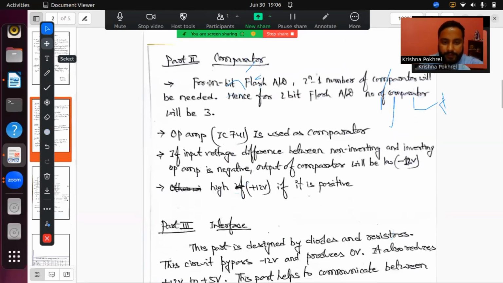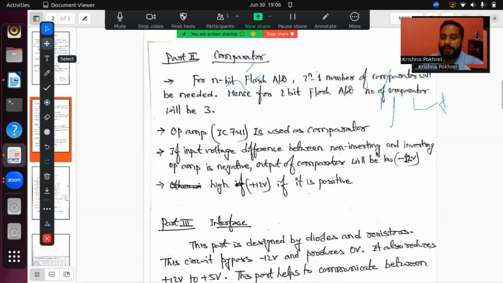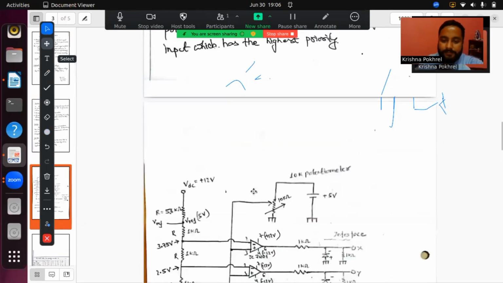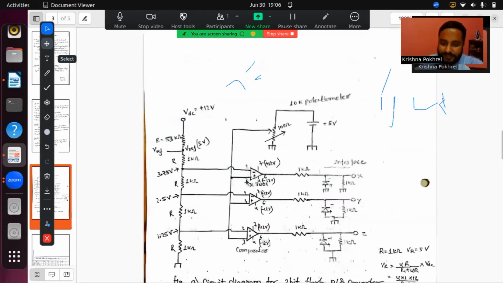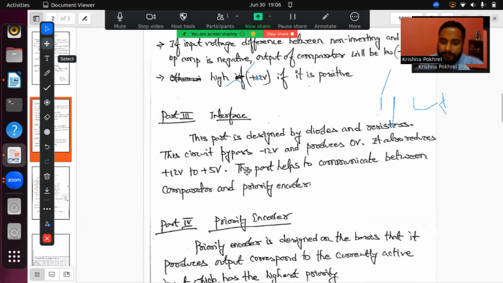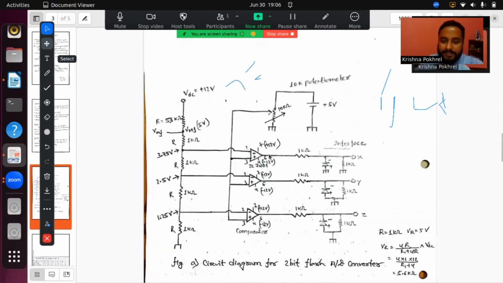If the input voltage between the non-inverting and inverting terminals of the op-amp is negative, the output will be minus 12 volt. If it is positive, it will be plus 12 volt. It will be set up in such a way that if the voltage difference between the inverting and non-inverting terminals is negative, we'll get an output of minus 12 volt. Otherwise, we'll get an output of plus 12 volt.